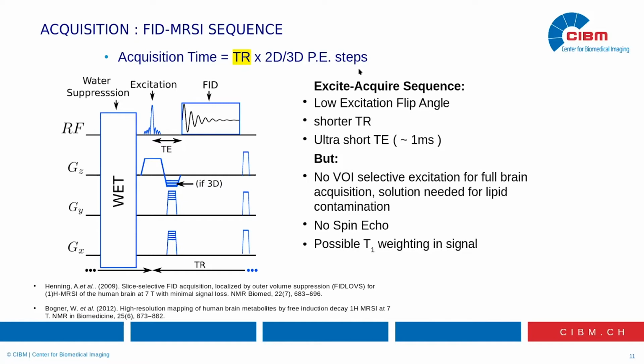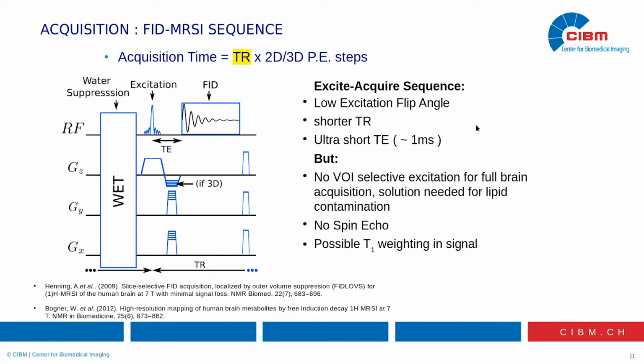Also, a good point is that the TE is now really short. In classical MRSI, you have an echo time of 30 to 100 milliseconds, and now we have an echo time on the order of 1 millisecond. That is important because the metabolite signal loses amplitude with the echo time, and with this acquisition scheme we actually also gain signal. But of course, then we cannot make any VOI selection anymore. We don't have the refocusing pulse in order to select signal in space.